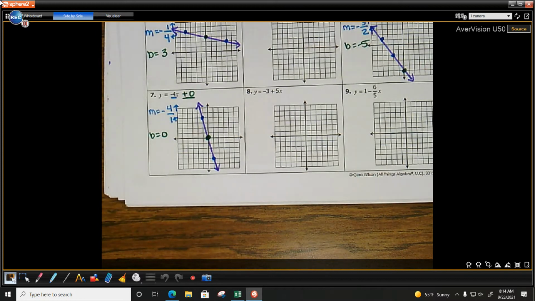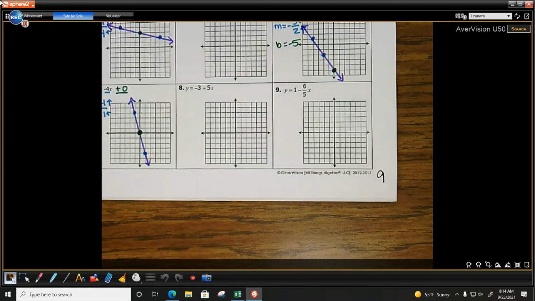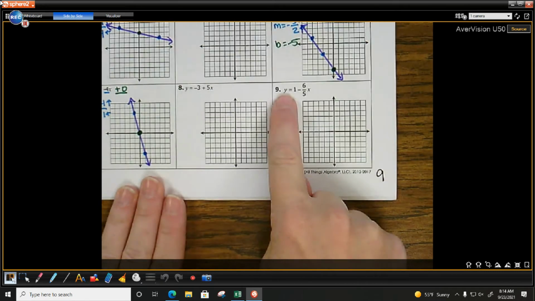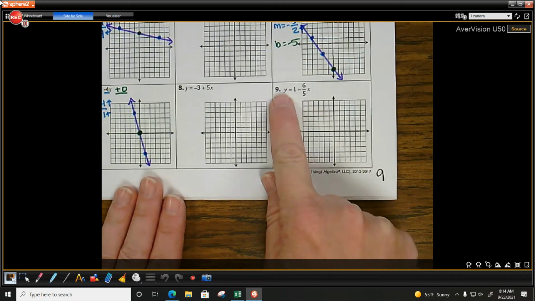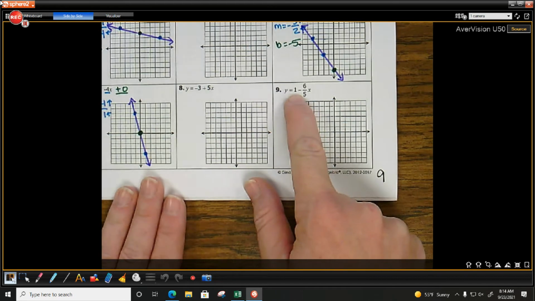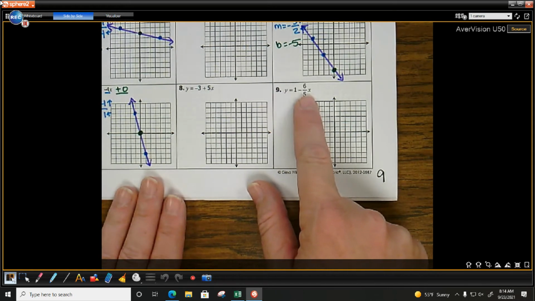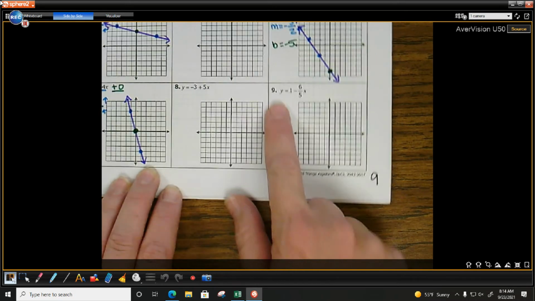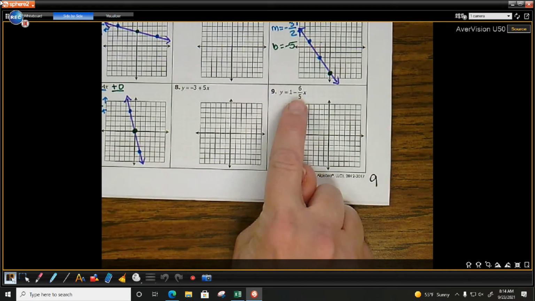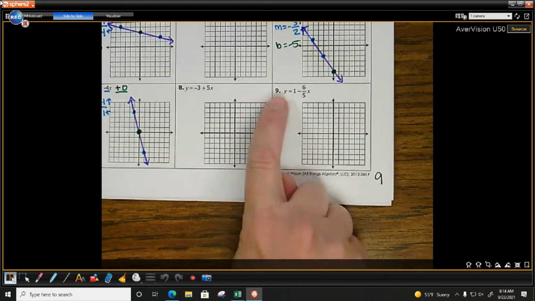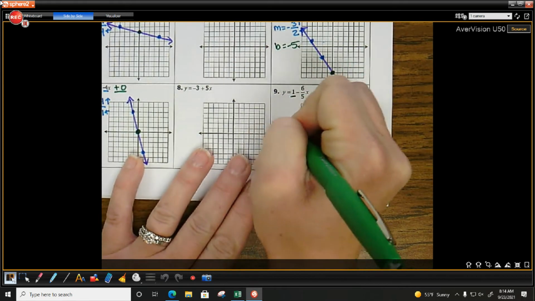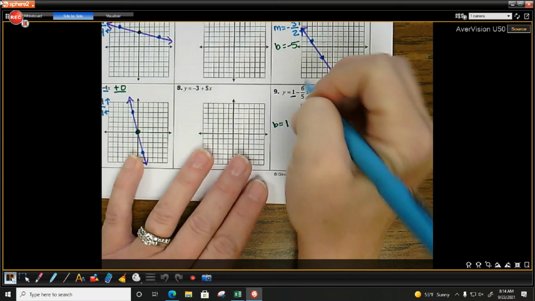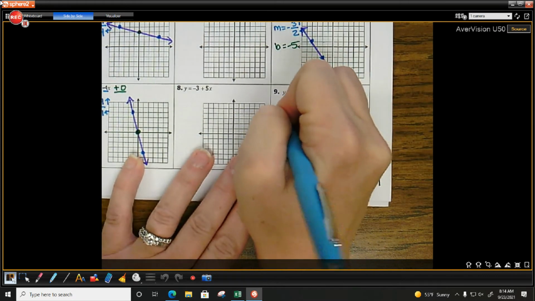Okay, let's do number 9. Number 9 looks slightly different as well. Does this say y equals mx plus b? No, this says y equals b plus mx. I'm looking at 9, not 8. Okay, so this one has my terms flip-flopped. That's okay. y is still by itself. So my constant is my b, and my coefficient of x is my m.